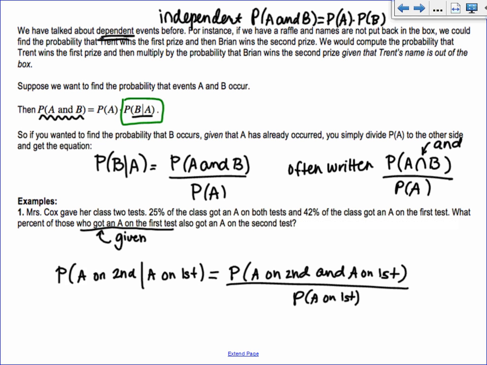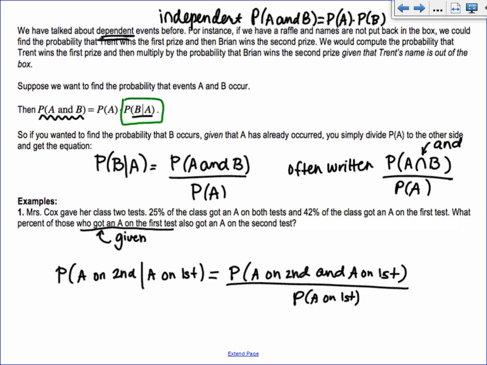Is saying that 25% of the class got an A on both tests the same as asking what percent got an A on the first and the second? Yeah, I often get that question. Saying 25% of the class got an A on both tests is not the same as saying the probability that someone got an A on the second test given that they got an A on the first. Because it's like with the Venn diagram, you're zooming in to only the people that got an A on the first test. So we're now in this set. If they got an A on the first test, they're probably going to be more likely to get an A on the second test as well.